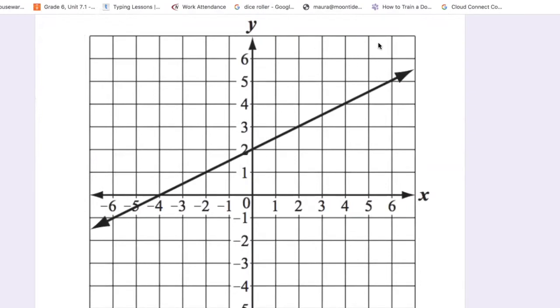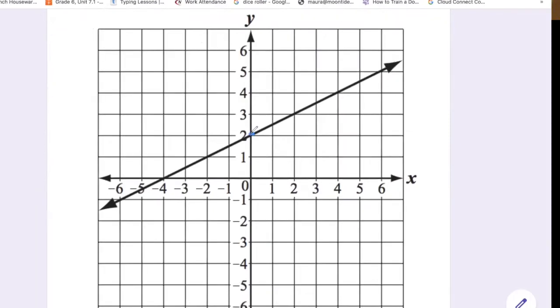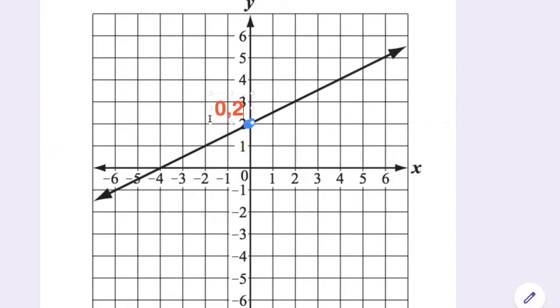The first part that we're going to look at is something called the Y-intercept. The Y-intercept is where your coordinate x is 0 and y is a number. And so in this case, the coordinate is 0, 2. So my y-intercept is going to be 2.